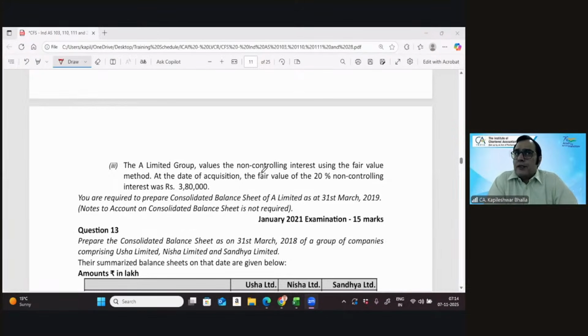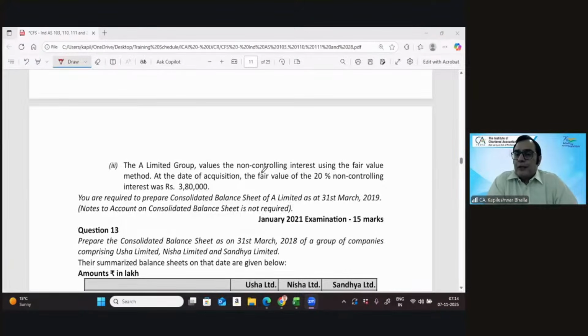So I think undoubtedly I should ask you, in this particular case, the NCI is taken at a fair value. So is goodwill supposed to be a full goodwill, or is it supposed to be a partial goodwill? Because if it is full goodwill, the impairment is borne by the parent and the NCI both. And if it is a partial goodwill, the impairment is going to be borne only by the parent company in this case. So what do you say, considering that the NCI is at a fair value? Is that a full goodwill or is this a partial goodwill?